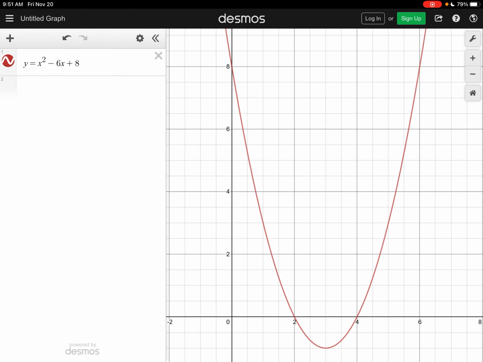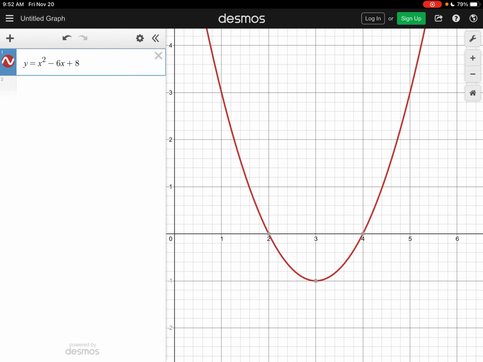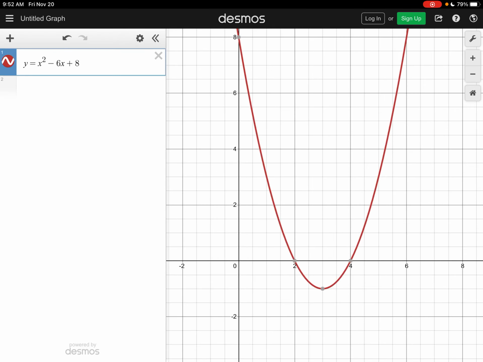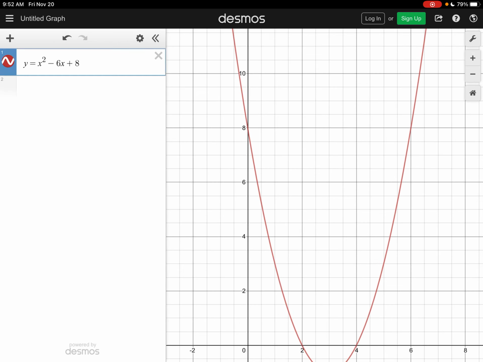The next thing it tells us is to find the vertex. The vertex on Desmos is also super easy because it highlights it as an important point. So you can just click on that point and it'll give you (3, -1). That's our vertex. Then finding y-intercepts. Excuse the sound of me turning pages. Finding the y-intercept is just as easy. You just click where it crosses the y-axis.